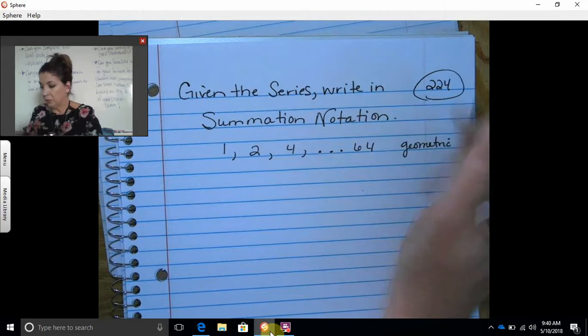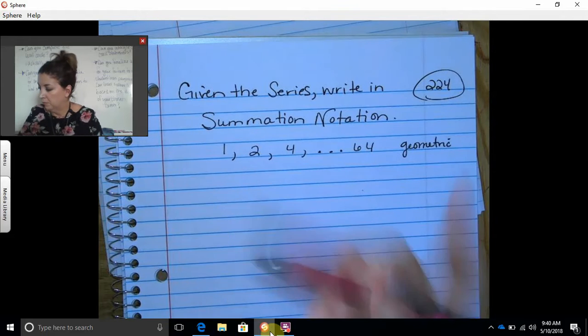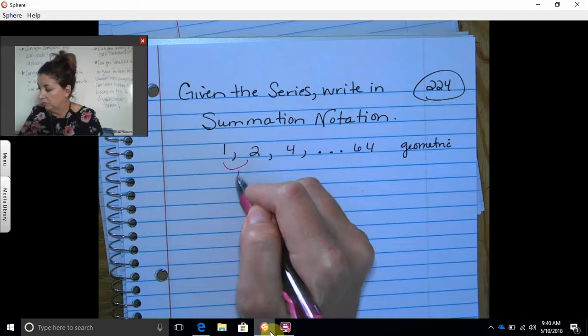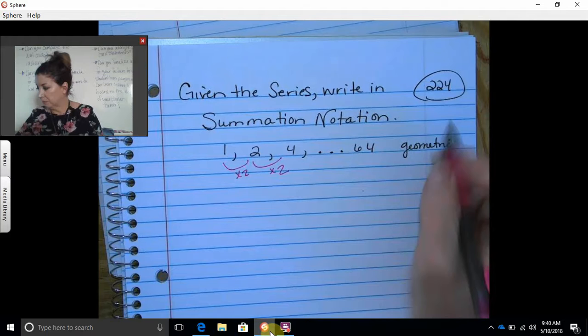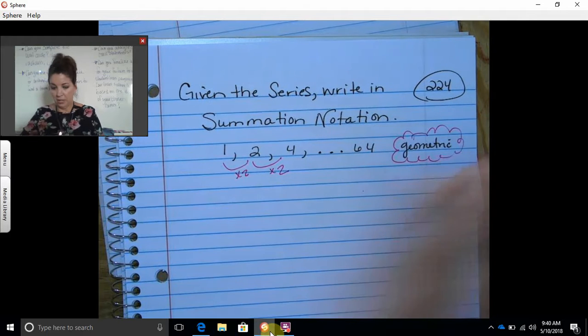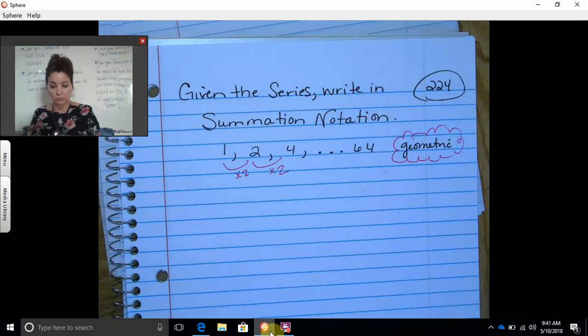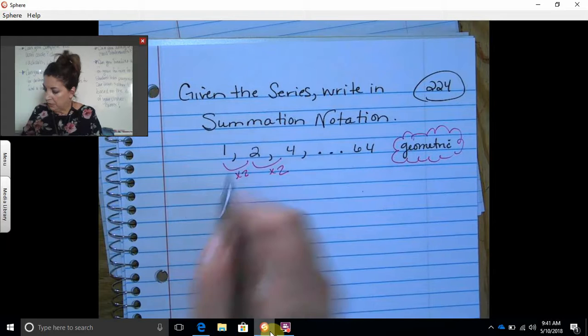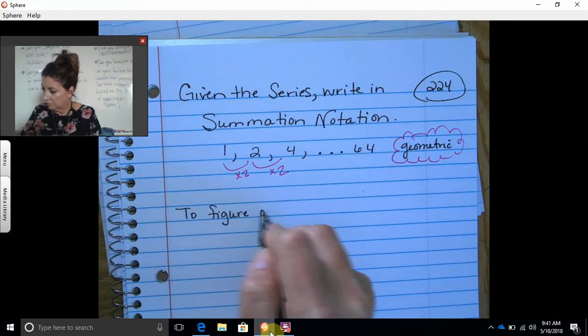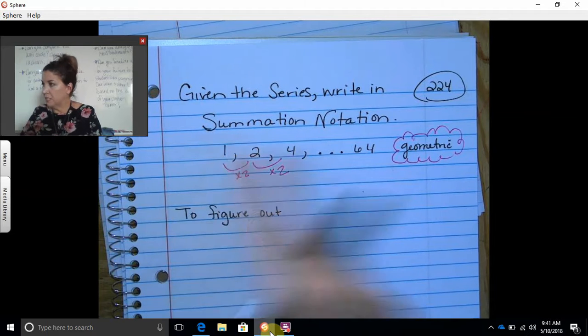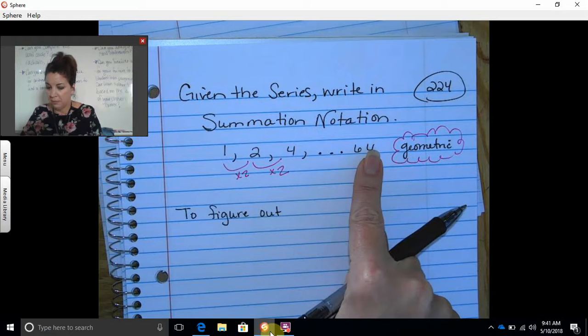So geometric means we're multiplying by the same number each time. What are we multiplying by? Okay, so it's geometric, so we have to use the geometric formulas, right? All right. So first thing we're going to do, to figure out the upper limit, we've got to figure out how many terms are from 1 to 64. How many terms is that if we are multiplying by 2?